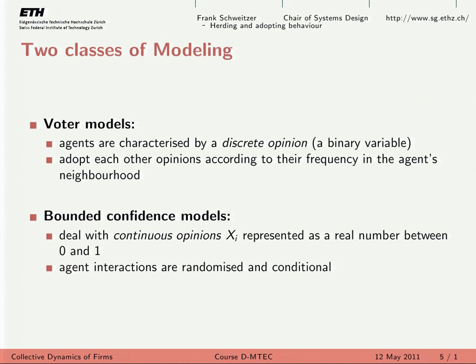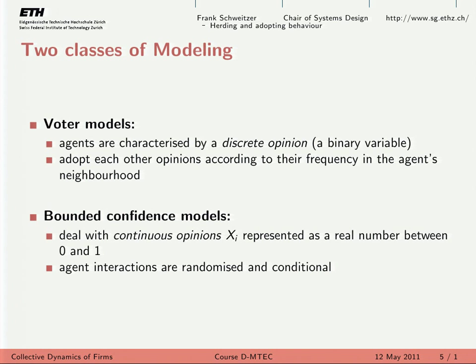So that means the agent is in state 0, and then the agent looks around and sees he's surrounded by all firms in state 1. Then the probability that the agent switches towards state 1 becomes very high, or the other way around, and so on, right? So that's a voter model. First of all, it's a binary variable, -1, +1, something like this. And secondly, it's a frequency-based model.